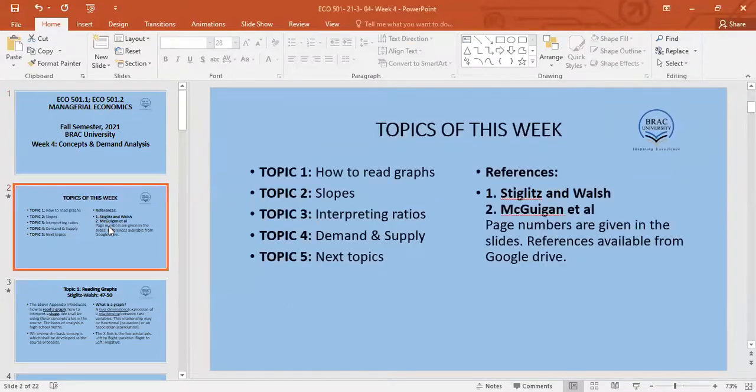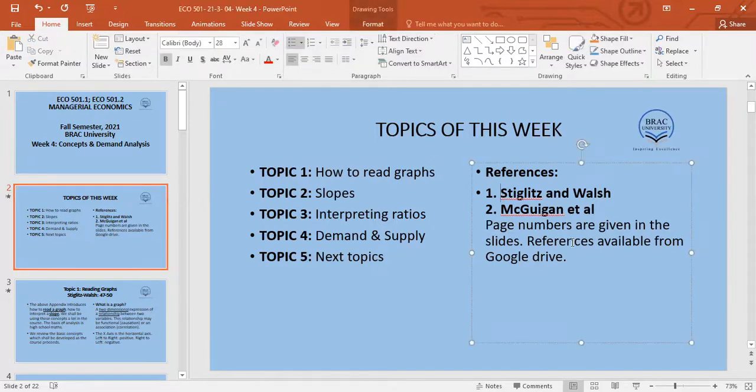So this week we will be covering these 4 topics. Number 1, how to read a graph. Number 2, what is a slope and how do we interpret ratios of slopes. And some basics of demand and supply. And at the end, we'll talk about the topics that we will be discussing next week. Next week, we will be discussing an extension of topic 4 and another topic which we will be introducing called elasticity of demand. The references of this week are from Stiglitz and Walsh, McGuigan et al.